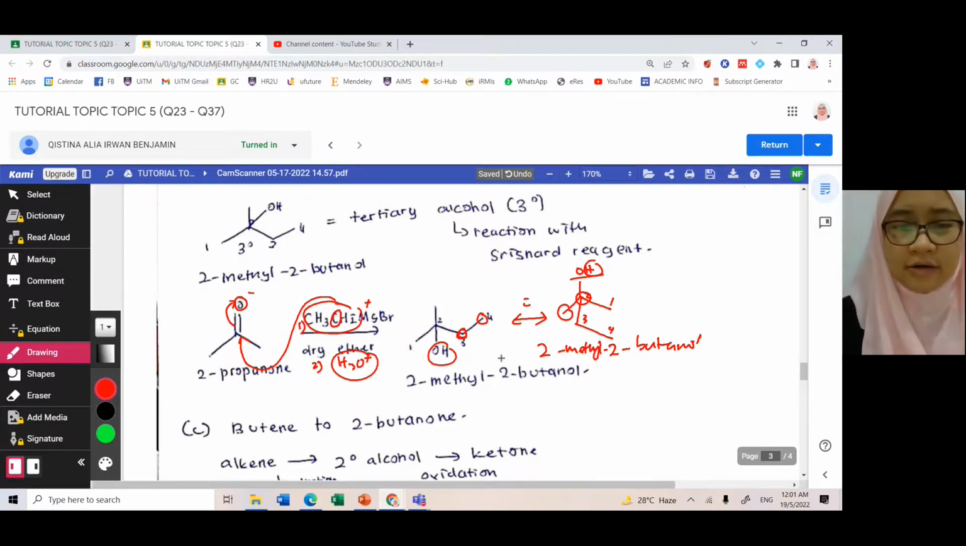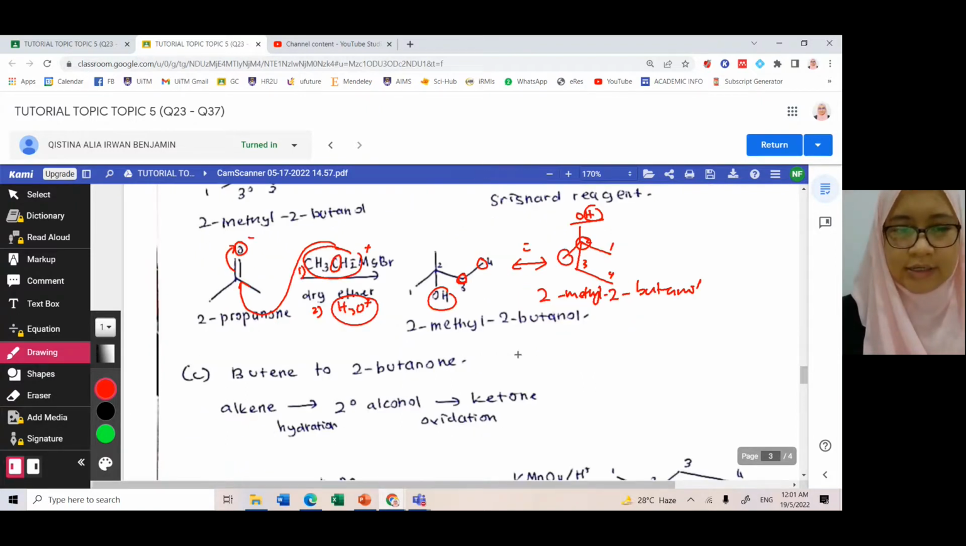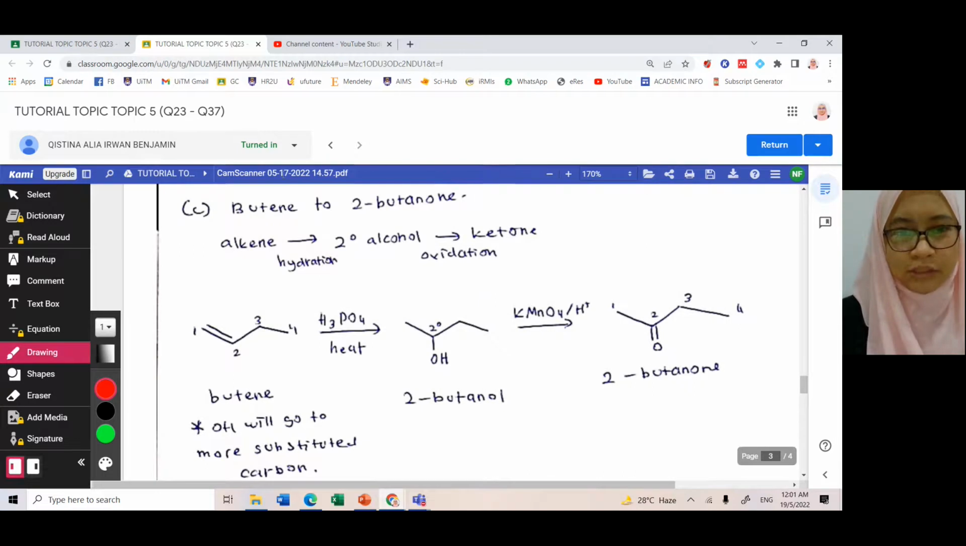By using Grignard reagent. Next, butene to 2-butanol. In the alkene subtopic last time, we don't have a reaction to directly convert the alkene to a carbonyl compound. If we don't have that reaction, that means we have to convert this butene into something else first, and then this intermediate product will be converted into 2-butanol. Because we did not learn alkene converting directly to form ketone. We don't have that.